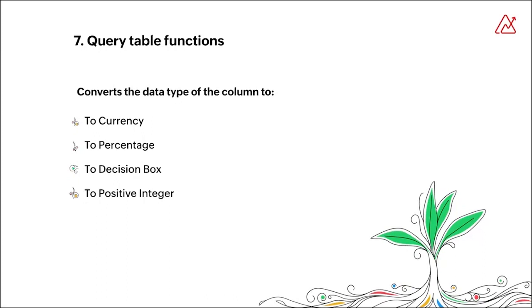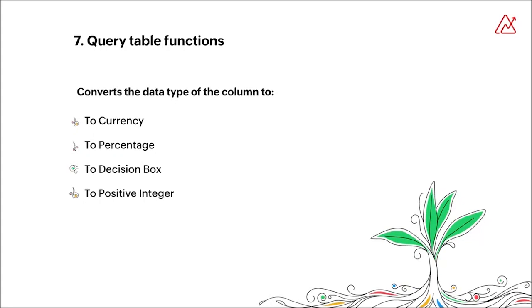So first up, we have a couple of query table functions that we've introduced this year. So these are functions that convert the data type of your query table's columns. So toCurrency converts the data type of your column to currency, toPercentage converts to percentage, toDecisionBox converts Boolean values like 1 or 0 to yes or no. And finally, toPositiveInteger converts your data column to a positive number.